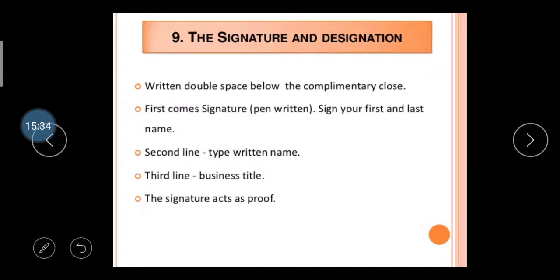Then after, the signature and the designation. Leave a double space below the complimentary close, and then first comes your signature, then sign your first and last name. Then in your second line, you can type your name. First of all, you have to sign, then after, your name. Then on the third line, you can put your business title. If you have a designation in the business, such as manager, then write manager. If you are the CEO of the firm, then you have to write CEO. Okay. So then after, the signature acts as your proof.